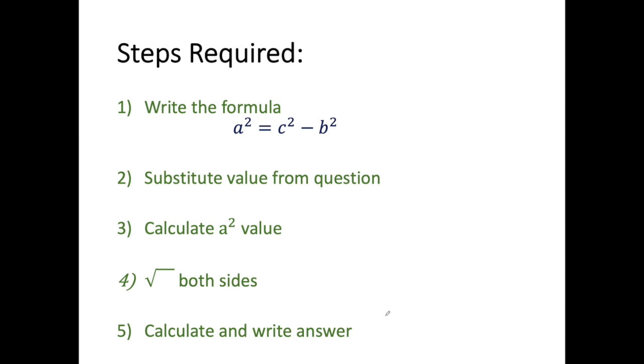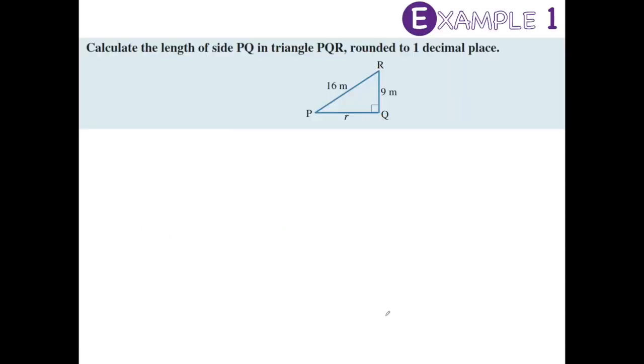So let's have a look at an example of how we apply these steps to calculate a non-hypotenuse side in a right-angled triangle. In our example, we have a right-angled triangle. We've got a hypotenuse side of 16, and we've got a non-hypotenuse side of 9, and we want to find the length of the other non-hypotenuse side. So the first step is going to be to write the formula. A squared equals C squared minus B squared.